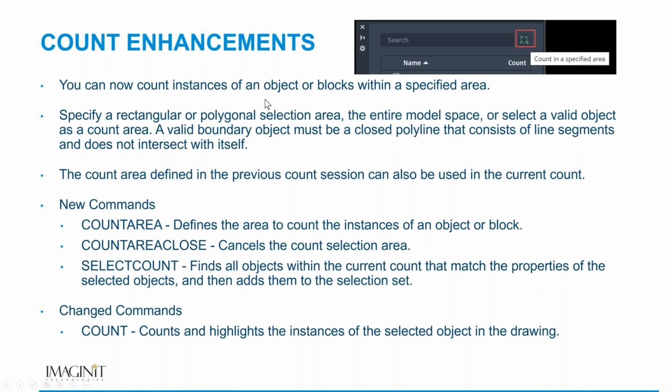So for the count enhancements, you can now count instances of an object or blocks within a specified area. You can specify a rectangular or a polygonal selection area, the entire model space, or select a valid object as a count area. A valid boundary object must be a closed polyline that consists of line segments that does not intersect with itself. The count area defined in the previous count section can also be used in the current count. So count area defines the area, count area close, selection count, and count is the only thing that changed.